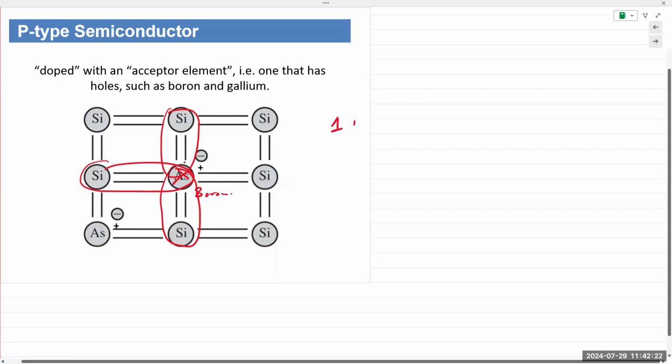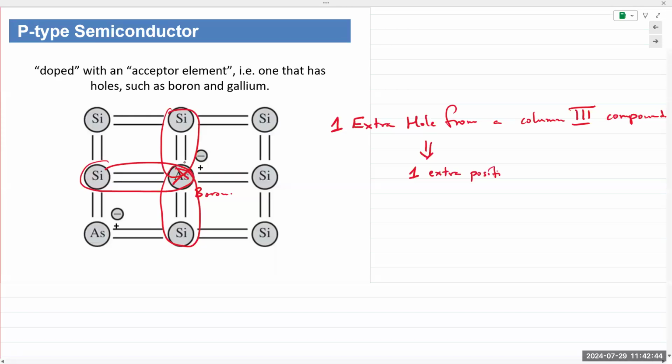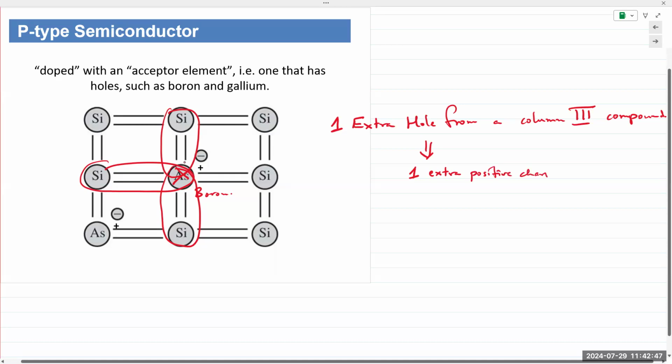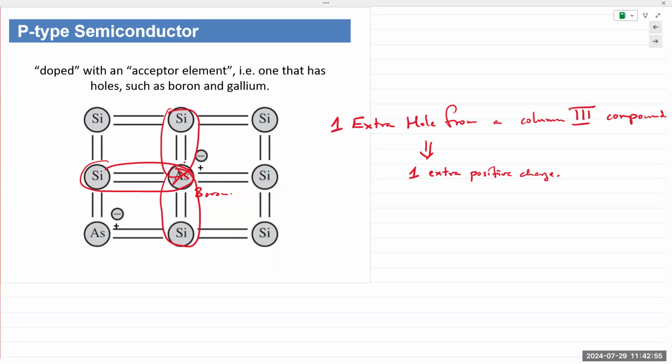So it is 1 extra hole from a column 3 compound. It results in 1 extra positive charge. Okay, 1 extra positive charge. And the way we do that is by semiconductor manufacturing.